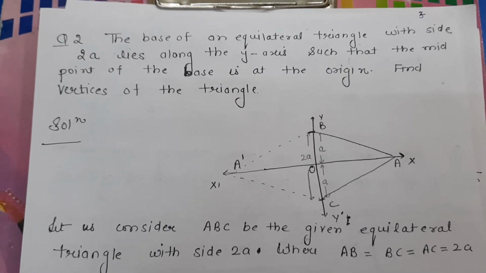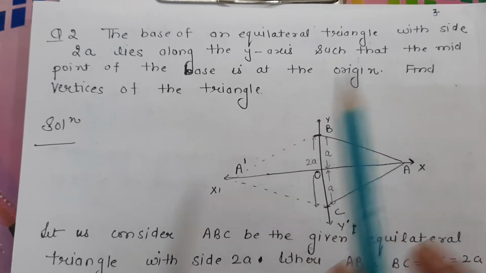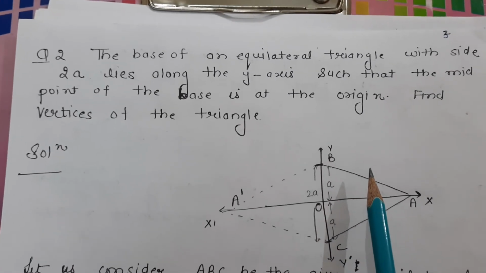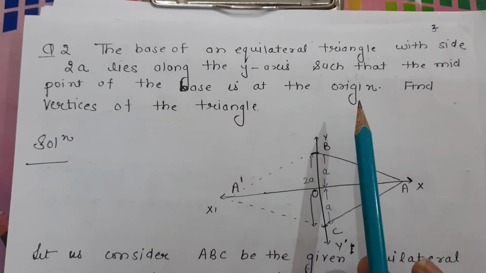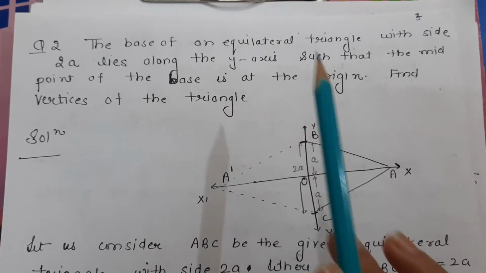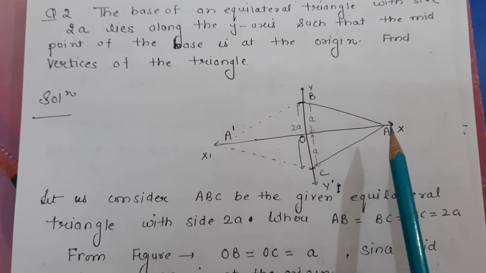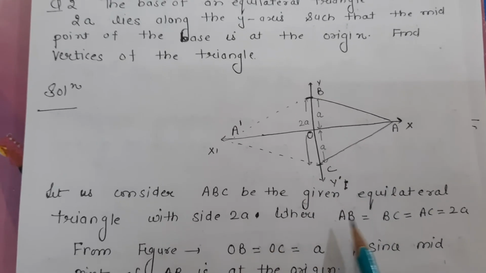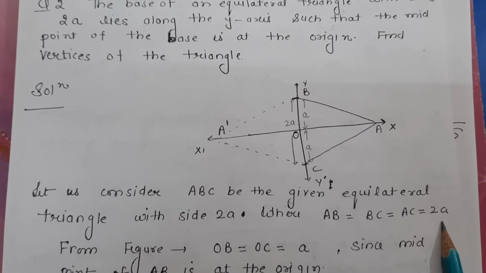Next question: the base of an equilateral triangle with side 2a lies along the y-axis such that the midpoint of the base is at the origin. Then find the vertices of the triangle. Now first of all, let ABC be an equilateral triangle. Equilateral means all three sides are equal. They are given to be 2a.